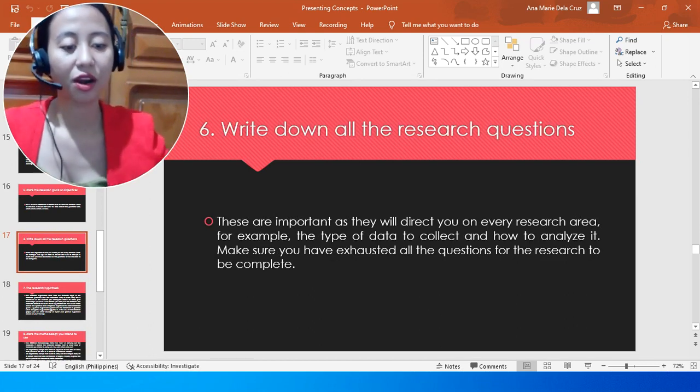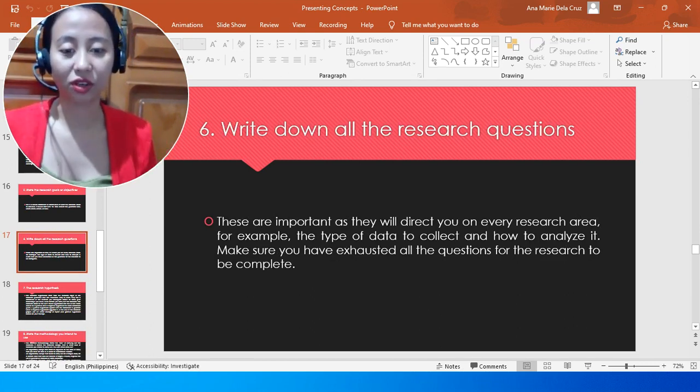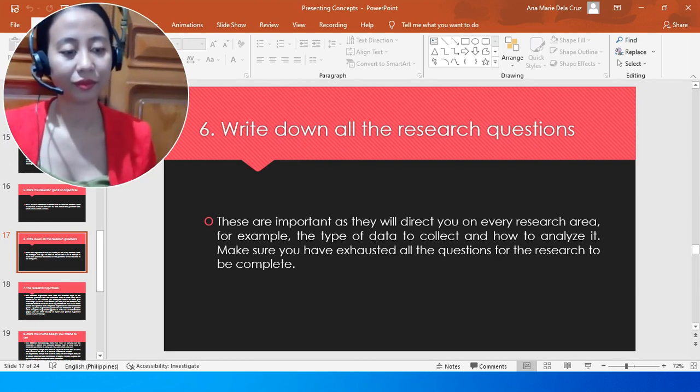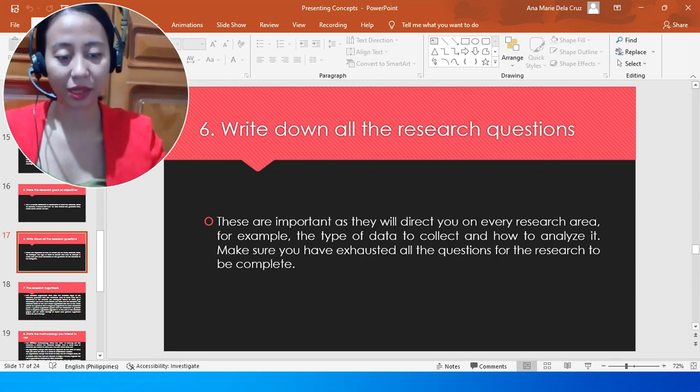objectives. Next, write down all the research questions. These are important as they will direct you on every research area. Diba yung kanina, sabi list down all the questions. Ito na rin yun. Dito natin ma-apply yon here sa format na ito. In number 6, you have to jot down all the research questions. For example, the type of data to collect and how to analyze it. Make sure you have exhausted all the questions for the research to be complete. Anong mga questions na dapat masagot?